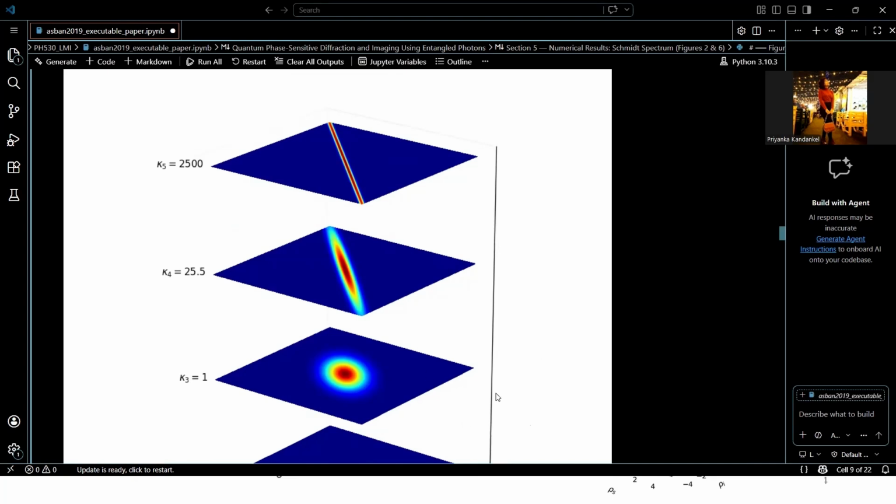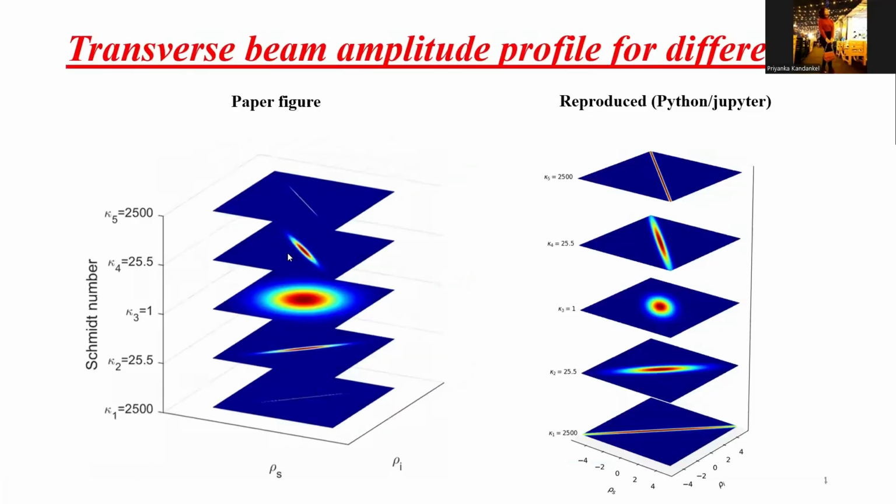Let me go back to my slides. So our reproduced figure matches the paper figure very closely, and the kappa values and the transition from the Gaussian blob to the ridge as entanglement increases are correctly reproduced.